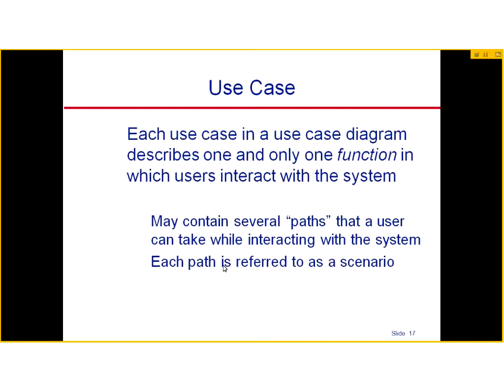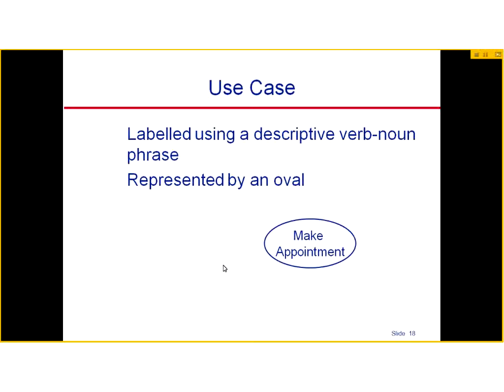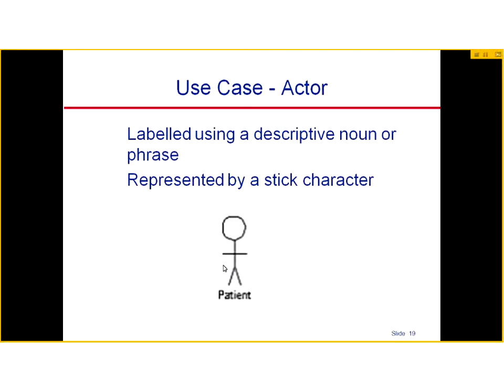Now each use case in a use case diagram describes one and only one function in which users interact with the system. It may contain several paths that the user can take while interacting with the system, and each path is referred to as a scenario, but it is doing a single function. It is usually labeled as a verb noun phrase represented by an oval, like make appointment. It means doing something.